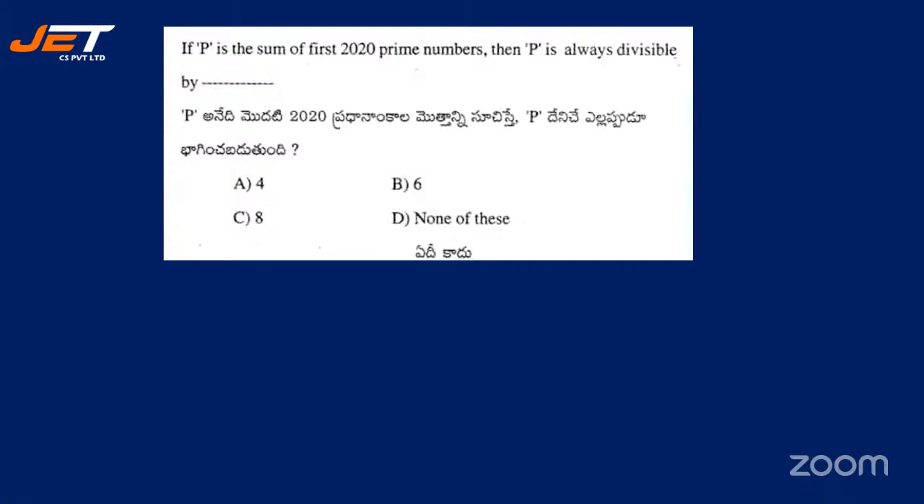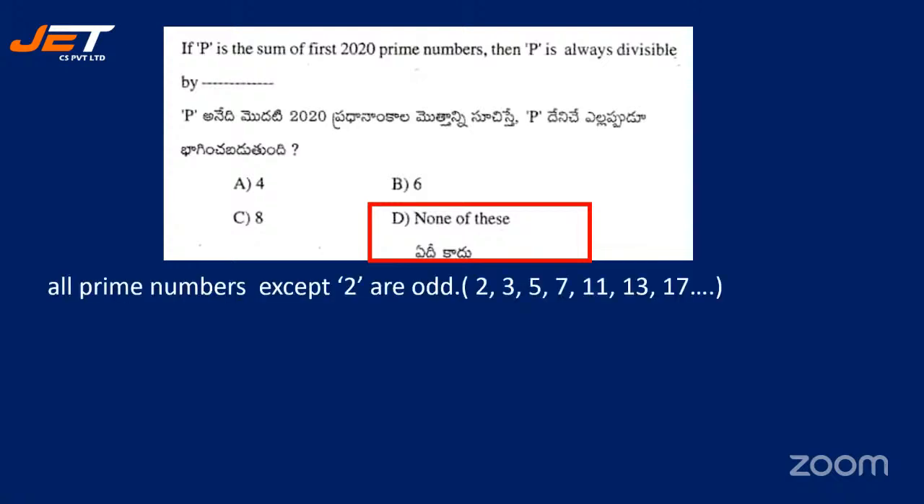The time is running. It's almost time. Let's see how many of you have given me the answers. It is none of these, because all prime numbers except 2, because 2 is the only even prime number, isn't it? So except 2, all other prime numbers are odd, like 3, 5, 7, 11, 13, 17, and so on.